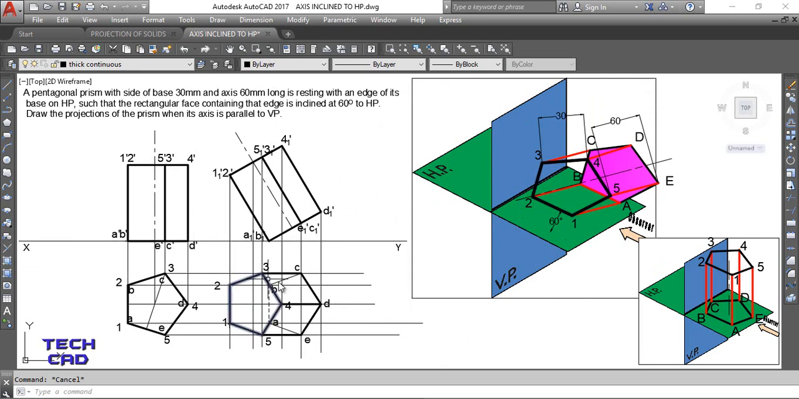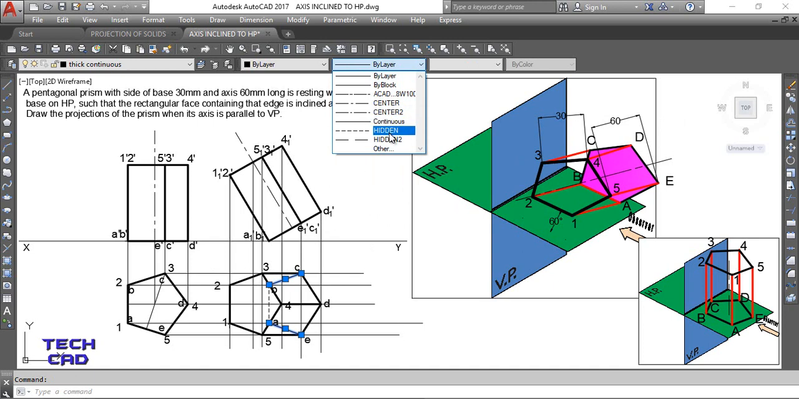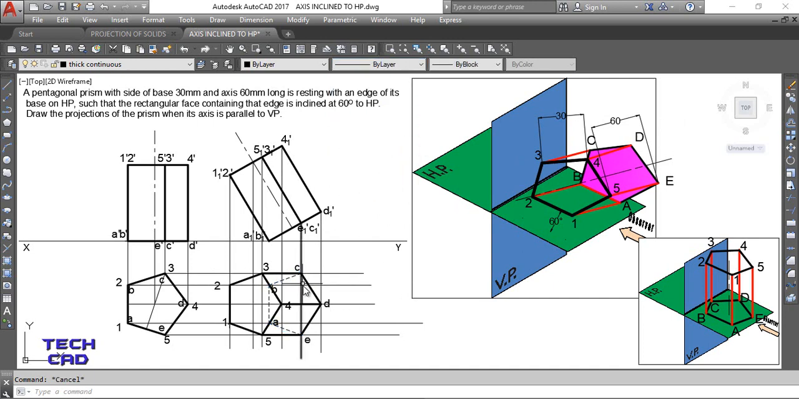You can see very clearly that this B to C, when you see from the top, you cannot see this BC edge, and even the AE edge is not visible from the top view. So you have to make these edges hidden. Select these and go to the layer and make them hidden. So you can see that these are hidden edges. Also two more edges, that is 2 to B and 1 to A. You can see very clearly that 2 to B and 1 to A are also not visible from the top view, so you have to make these edges hidden also.